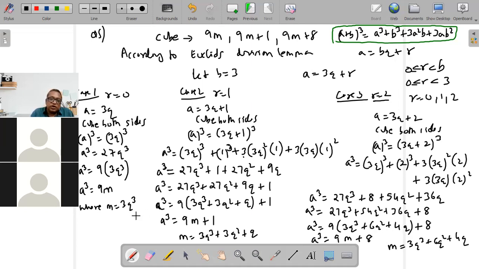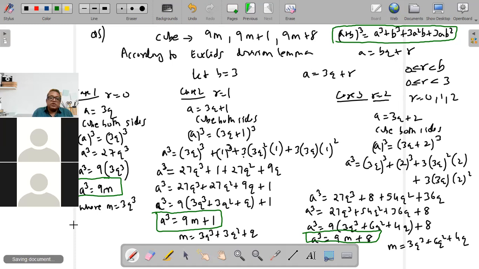So whatever I got in the first one, I got 9m. In the second one, I got 9m plus 1. And in the third one, I got 9m plus 8. And hence we have proved that cube of a number is in the form of 9m, 9m plus 1 or 9m plus 8. So these two questions are little important. Definitely, if there is a subjective exam, they normally ask.